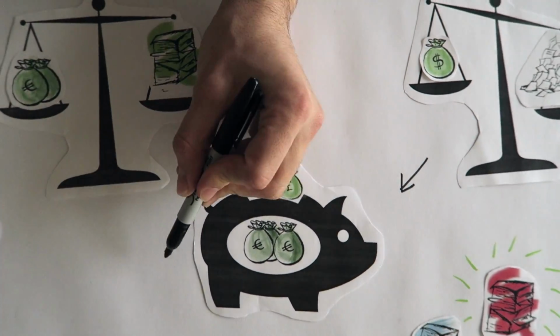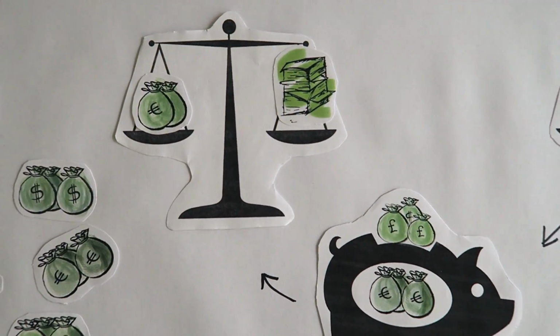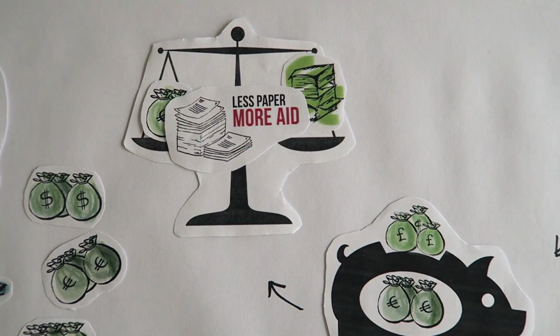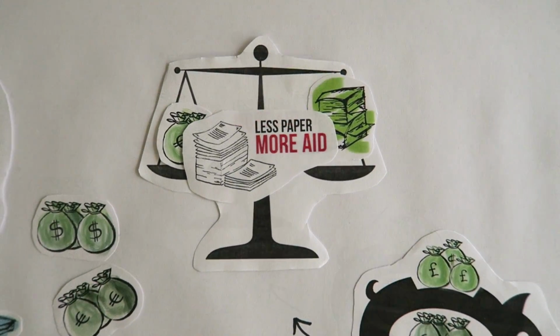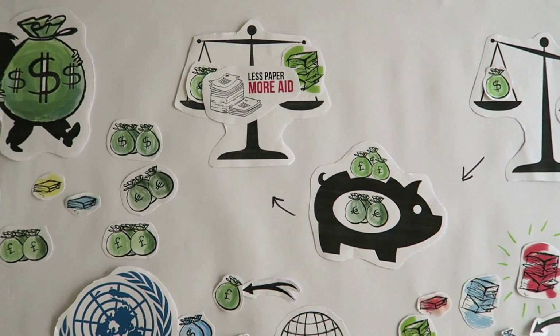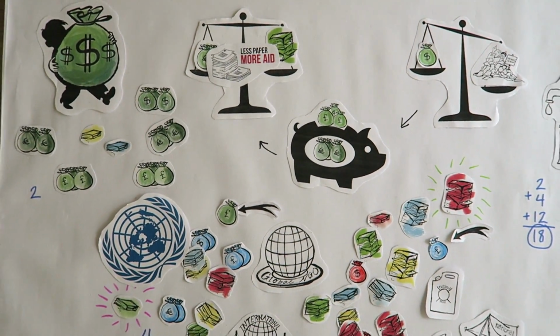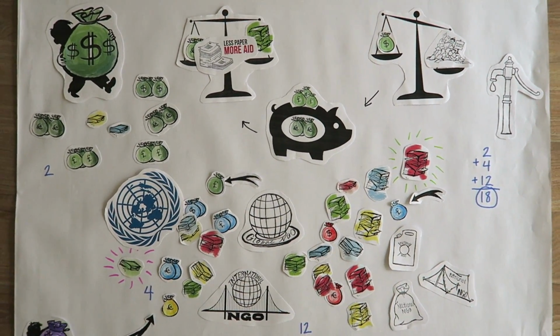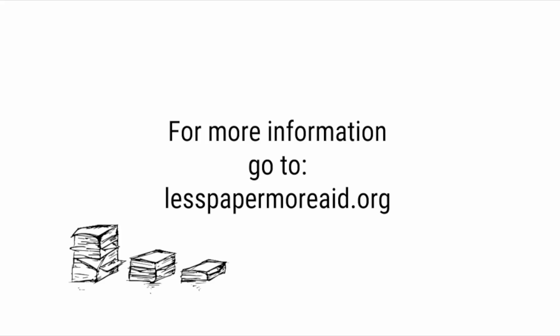The international community needs to focus on simplification, harmonization, and proportionality if there is to be a balancing of the scales. For a more detailed look on how to reduce the burden of donor conditions to improve the efficiency of humanitarian action, go to lesspapermoreaid.org.